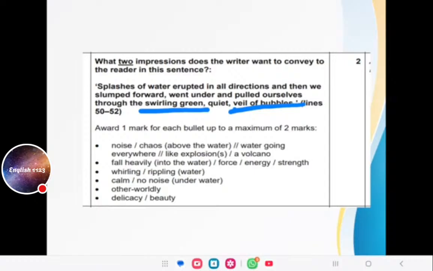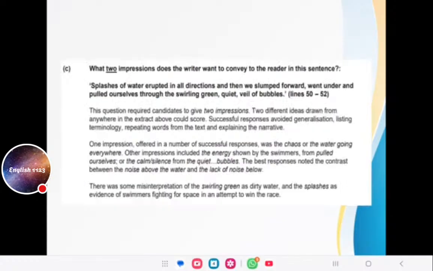So there are different kinds of impressions available. You just need to understand them and then come up with the 2 most appropriate impressions that you think are present there, and not just present there, they are the most effective ones also. So you are going to choose 2 such impressions that in your opinion are the most effective ones. Okay, next line now.